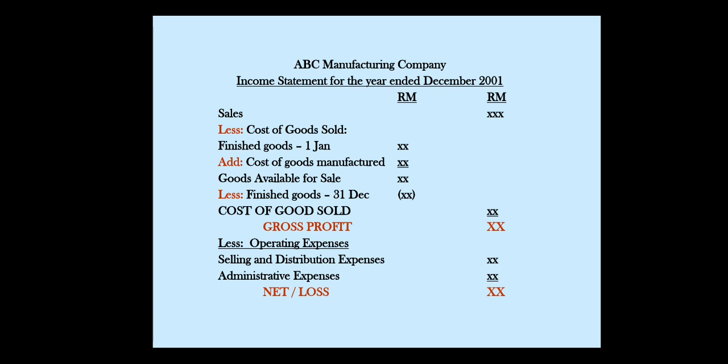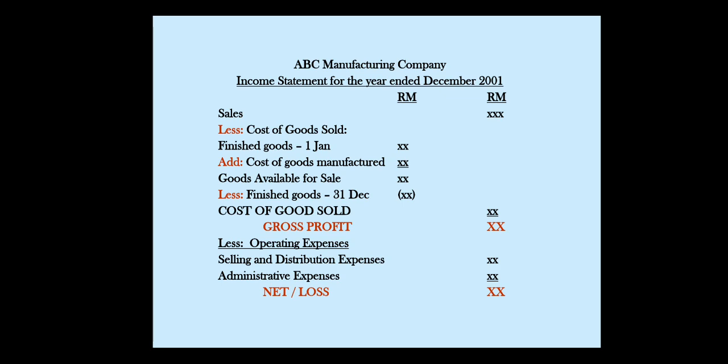Okay, to find the cost of goods manufactured, you have to prepare a schedule. It is called the schedule of cost of goods manufactured. And then after that, you minus ending finished goods inventory. So you will get the cost of goods sold.